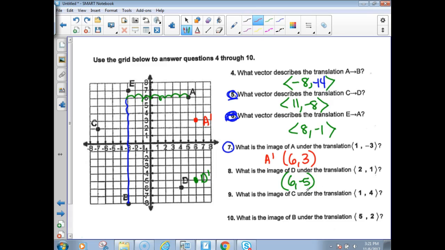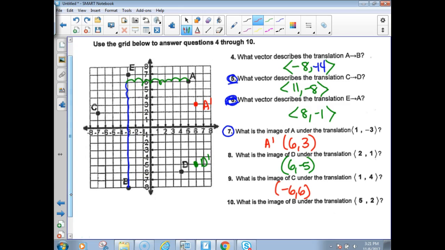Bryce? You want to tell me number 9? Negative 6, 6. Are we in agreement? Okay, great. Thank you. And 10. Emily? Sorry, negative 6, did you say? Are we all good with that? Anybody need to talk about that? All right, great. Thank you for answering.